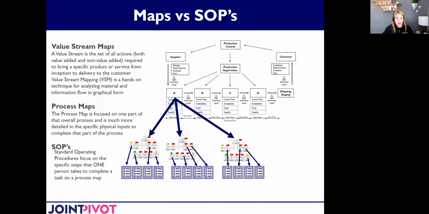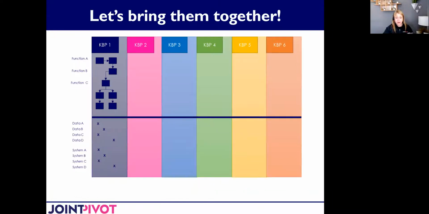So let's take a look at what this actually could look like if we were to bring these two together, because value stream maps in their own right have a lot of really great information in them, but also swim lane process maps have really great information in them as well. So if we were to try and bring some of our value stream maps together with our swim lane process maps, this is what that could actually look like.